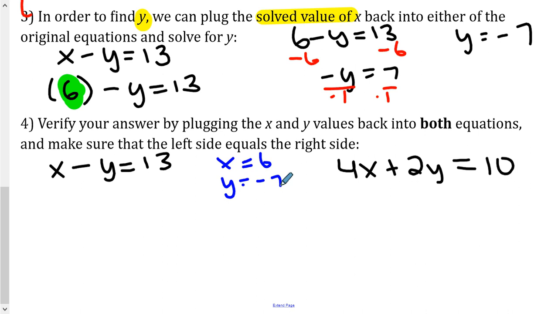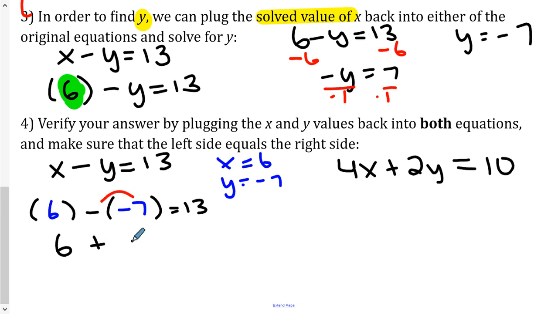So let's go ahead and plug those in, right? Let's start on the left side. Again, the x gets replaced with a +6. The y gets replaced with a -7. Nothing else changes. No other operations or constants should change. I have 6 plus 7, right? I have a subtraction of a negative number. Those cancel each other out, right? It becomes a +7.